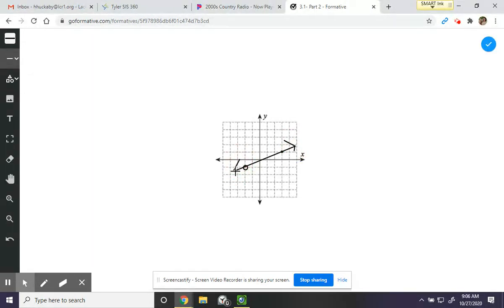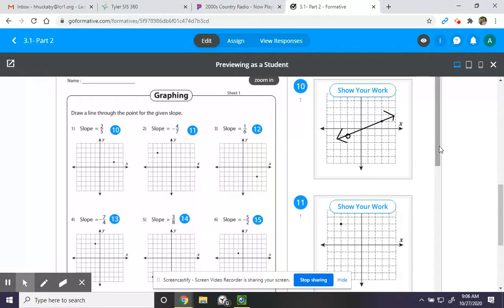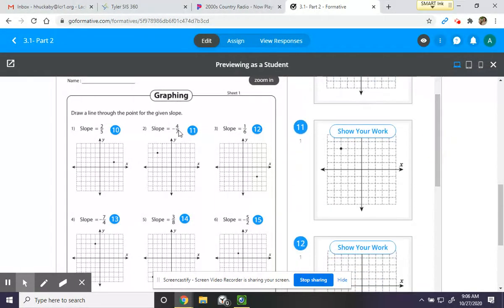It doesn't have to be perfect. Really, I'm looking at that point. That is what I'm looking for, to make sure you put that point in the right spot. Once you get that done, you just click the button and it saves it, and then you move on to the next one. Negative 4 over 7.